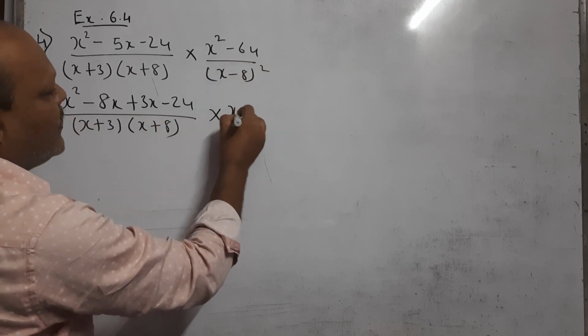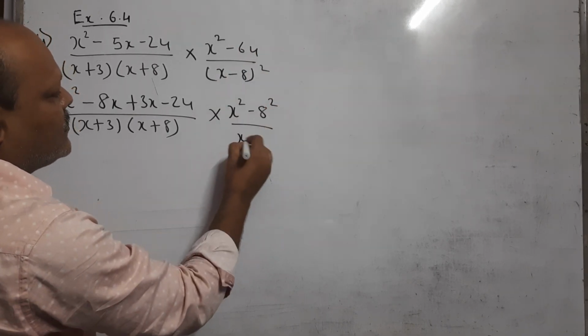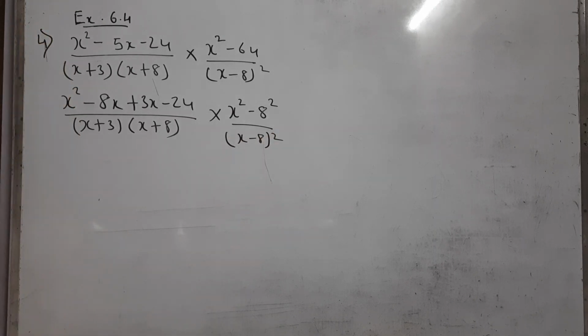Now here is the formula of square. 64 is a square of 8, and this also is in the form of a square only, as it is you have to write.